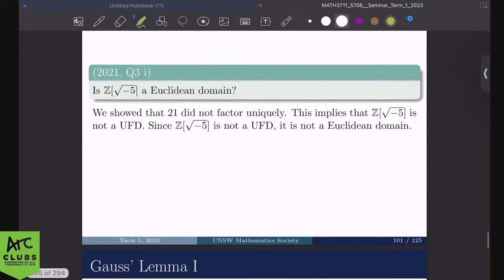So yeah, 21 did not factor uniquely from before. So Z adjoined square root of minus 5 is not a UFD, and therefore not a Euclidean domain. Okay.